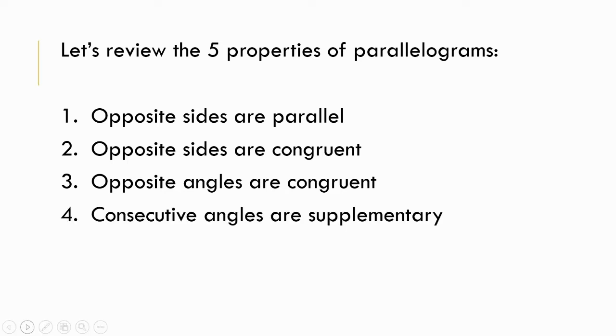Consecutive angles are supplementary. Remember, consecutive means right next to each other. So either like the 2 down at the bottom are consecutive, or the 2 to the side are consecutive. And then diagonals bisect each other. So those are the 5 properties of parallelograms. So anytime you are given a parallelogram, we can then conclude any of these 5 things.